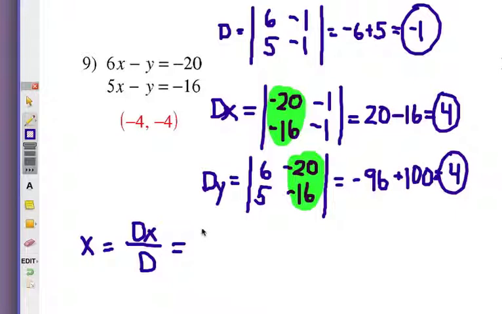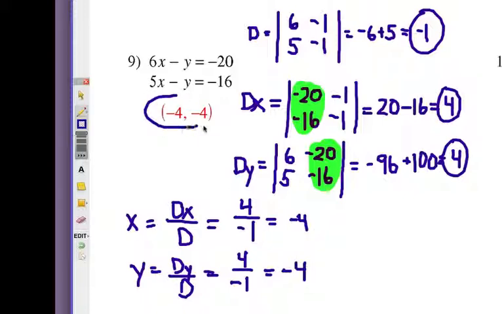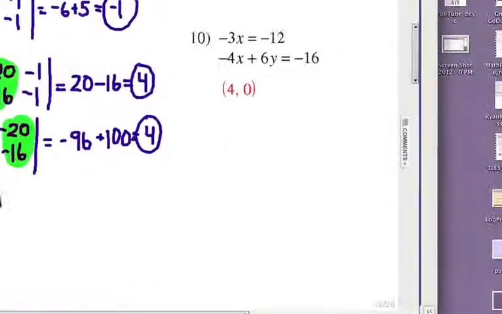So the x solution is the determinant of the x's, which we got was 4, divided by the negative 1 determinant from all the constants up here, and that's why x has to be a negative 4. And the y value solution is determinant of the y's divided by the determinant of the coefficients, and that will give us, again, 4 over negative 1, which is, again, negative 4. So expressed as an ordered pair, solution to the system there, negative 4, negative 4. How'd you do? All right, one more. Let's see how you did on this one.